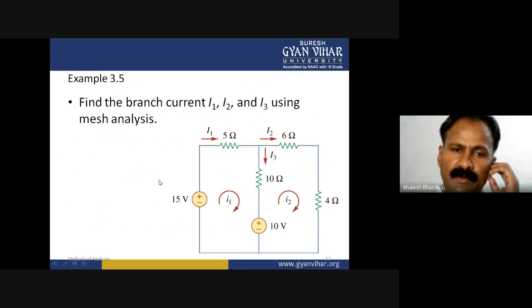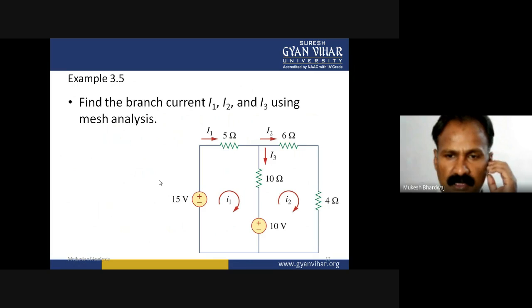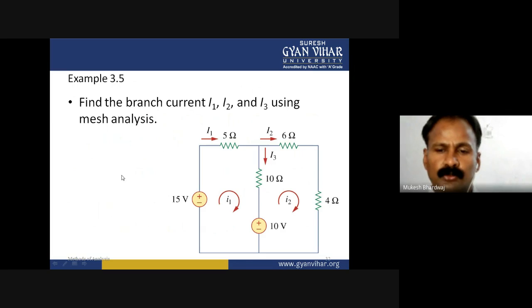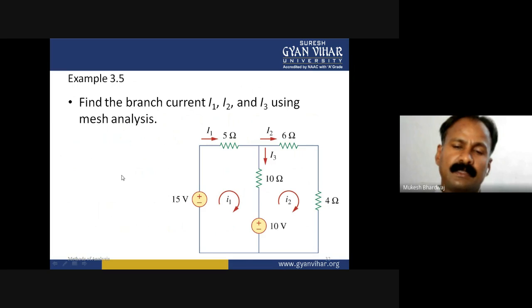Now, taking one example, find the branch currents capital I1, capital I2, capital I3 using mesh analysis. By observing the figure, we see that this is a planar circuit and there are two loops. So, assign loop first as small I1 current, assign loop second as small I2 current. Now apply Ohm's law and create the loop law equation.